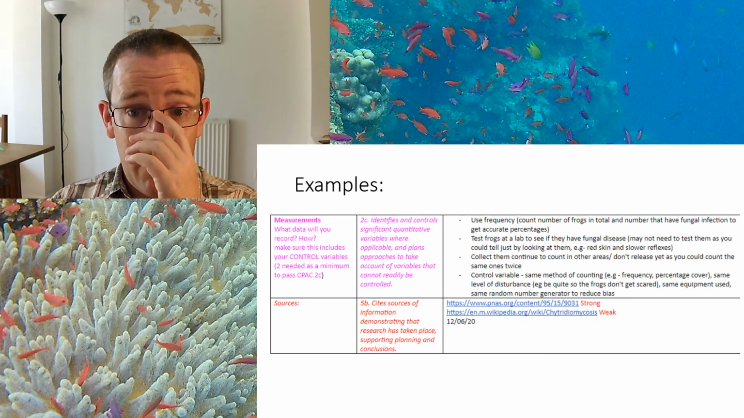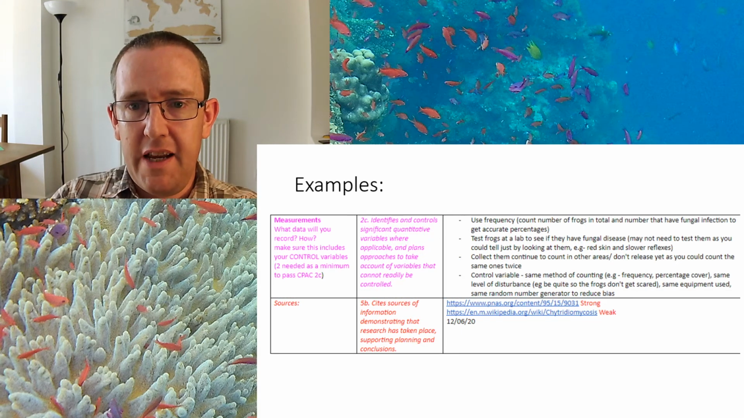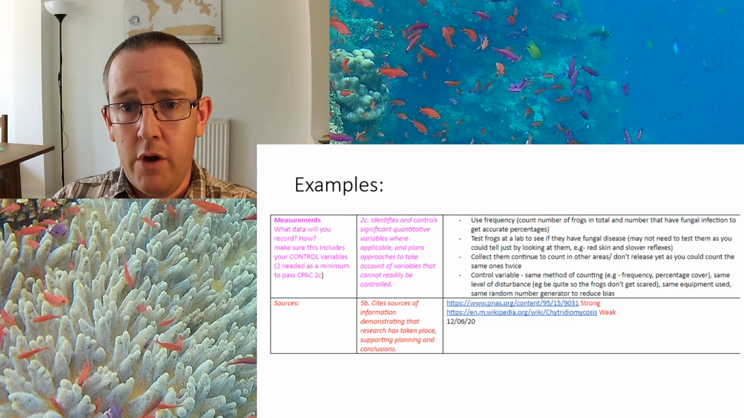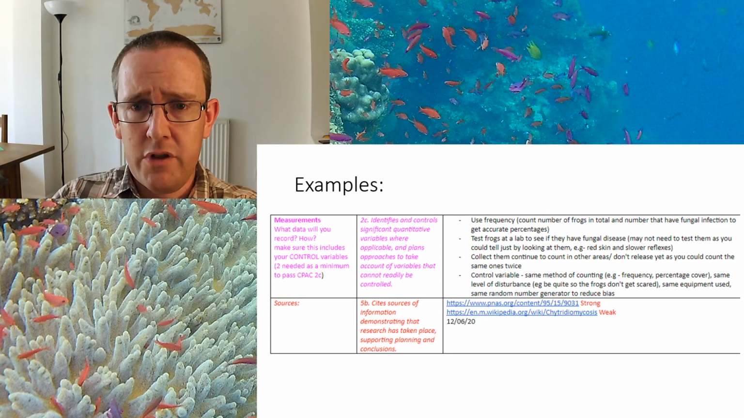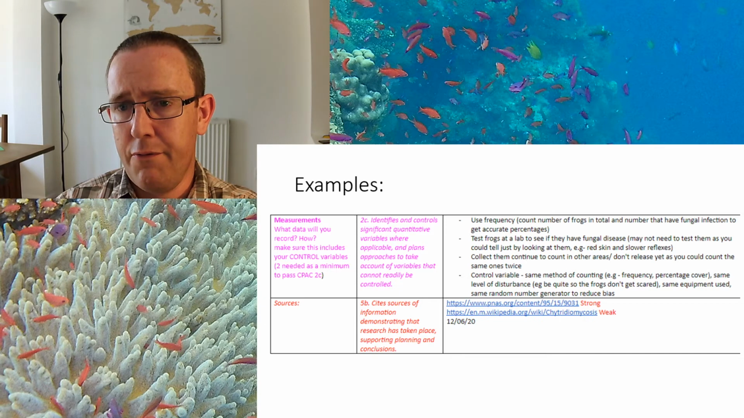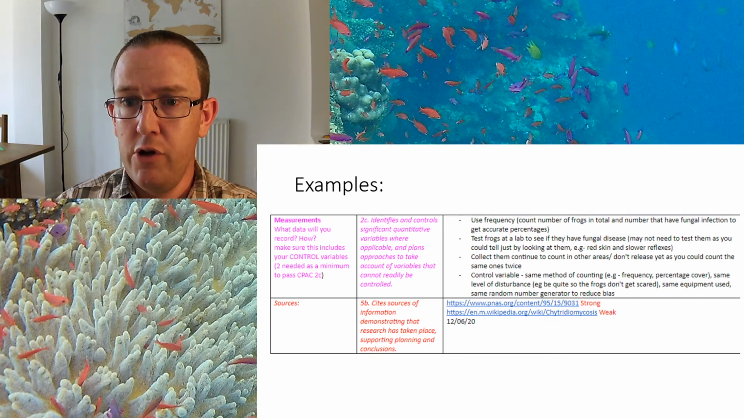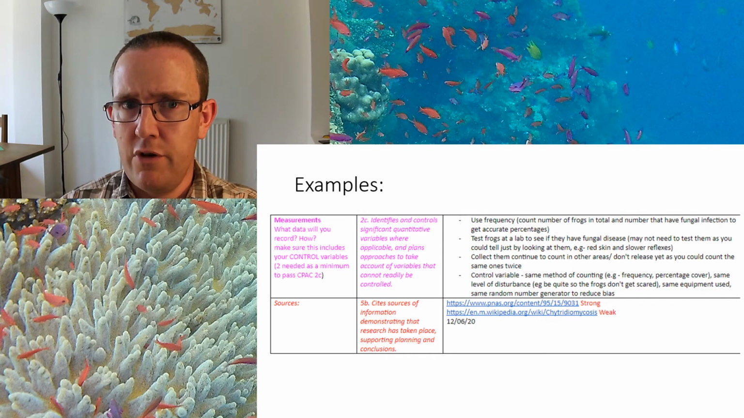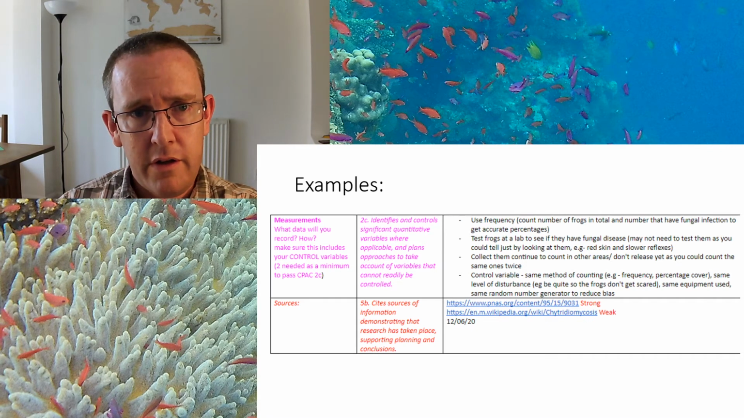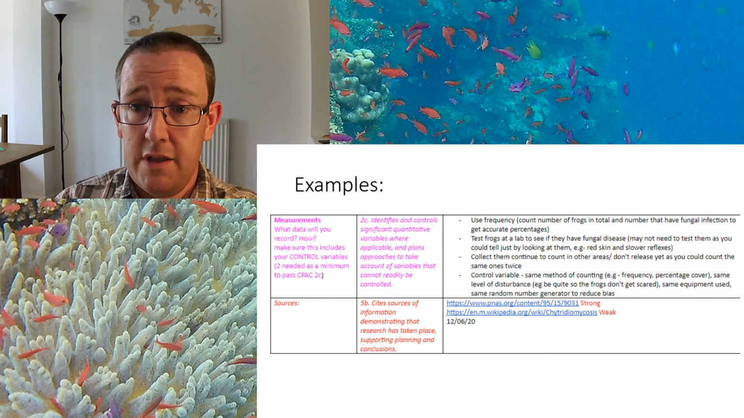Okay, so this one here, look, use frequency count. Yep, fine, that's the dependent variable. Test, so this is a bit strange now, it gets a bit weird from here. Test frogs at a lab to see if they have a fungal disease. May not need to test them, as you could tell just by looking at them. Red skin and slower reflexes. There's a number of issues with testing frogs. How are you going to test that? And the methodology for this experiment didn't go into that.